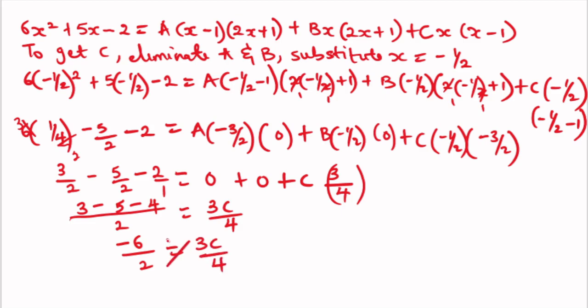So when we cross multiply, 2 times 3c gives us 6c equal to minus 6 times 4 gives us minus 24. So I'll divide through by 6. 6 cancels 6, we'll have 1. 1 times c gives us c equal to 6 here 1, 6 in 24 will have 4. So we'll have minus 4.